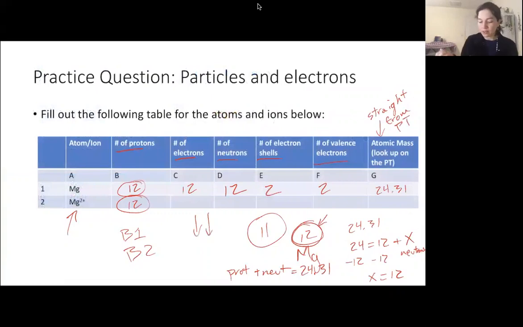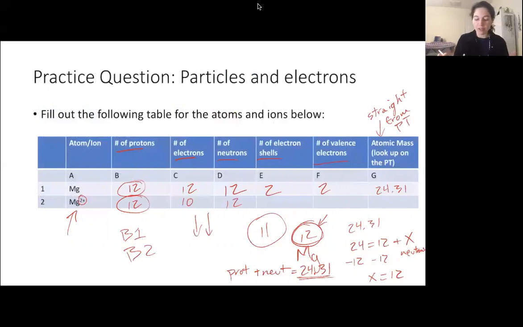Number of electrons does change because we see this charge here. Remember, the definition of an ion is that it gains or loses electrons. In this case, there's more protons than there are electrons. So we've lost 2 electrons. So now we're at 10. Number of neutrons, also the same because our mass has not changed. Our mass number is still 24.31.